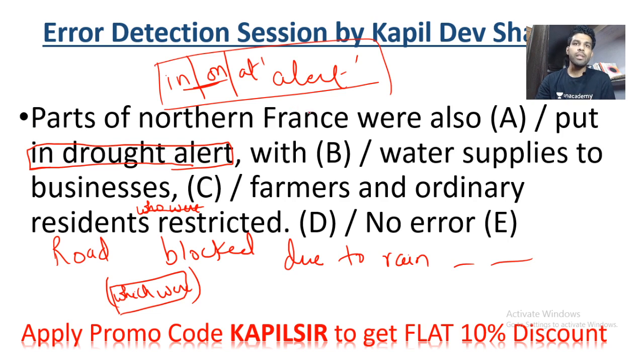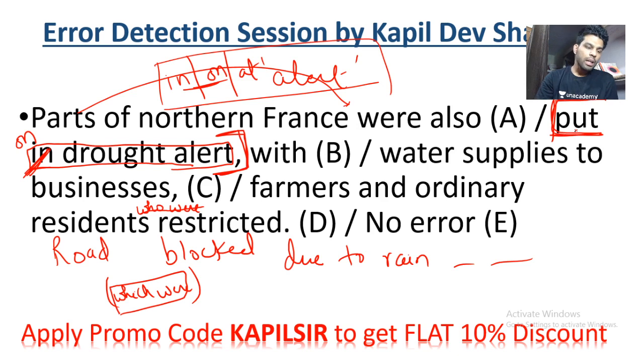Parts of northern France were, because you are putting were for parts. Also put in alert, you are not going to say. You are supposed to say they were put on alert, with water supplies to businesses, farmers and ordinary residents restricted. The very first thing you have to look at, in alert is not a correct phrase. You are going to say on alert. Priyanka, at alert is okay, but sometimes you have to look at this one too. Put something on alert. I repeat, put something on alert. That is the portion you need to take into consideration.